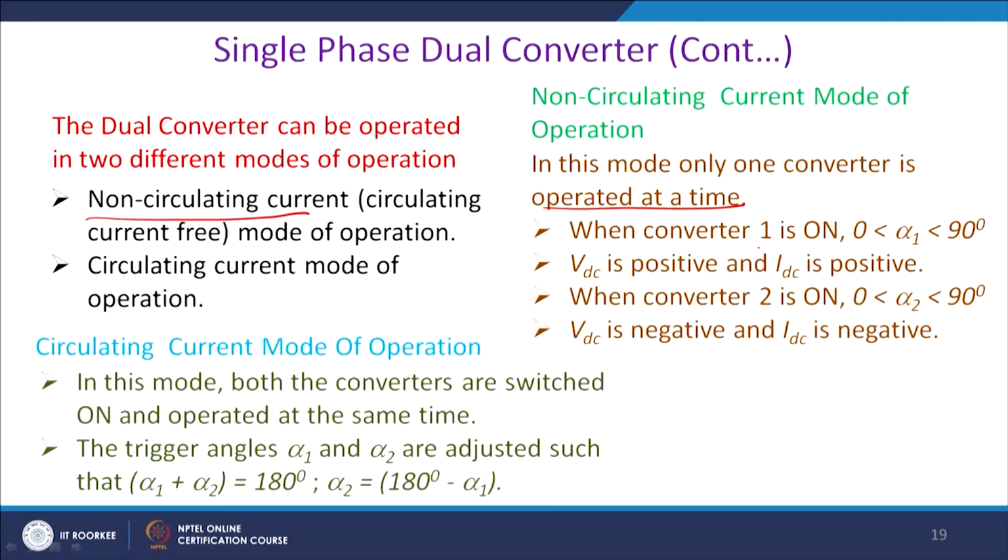So, when converter 1 is on, that means alpha 1 should be equal to 0 to 90 degrees, and VDC is positive and IDC is also positive. Where converter 2 is on, it should be actually less than 90 degrees, and VDC is negative and this should also be negative. So, then what happens, since you are operating one converter at one time, there is no condition of flow of circulating current. But what happens then, actually power delivering capability is decreasing.